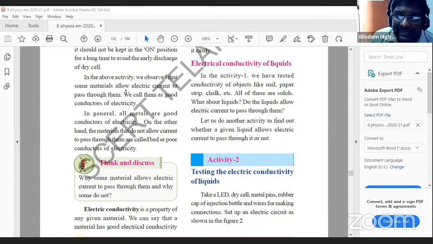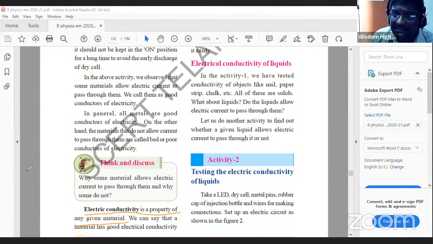Electric conductivity is a property of a material. Of any given material, you may underline here. What does electric conductivity mean? Electric conductivity is a property of any given material. You may underline it in your textbook. Next, now here we discussed solids. What did we use here for the construction of the electric circuit? Electrical conductors. Electrical connecting wires we used.